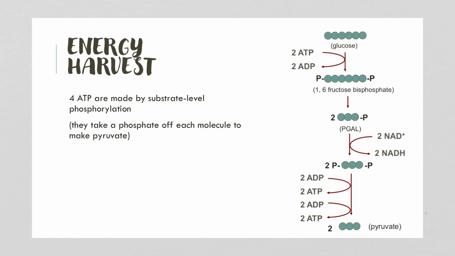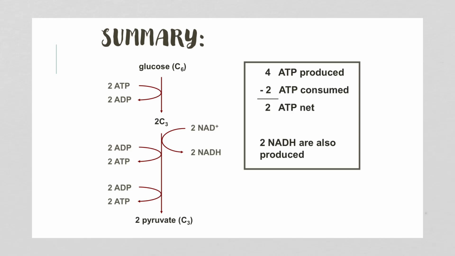The final step is energy harvest. So now that we have these 2 3-carbon molecules, each of them with 2 phosphates, they are going to give their phosphates over to ADP to make ATP. So you end up with 4 ATP made by taking the phosphate off of each molecule to make pyruvate. And that's the end of the stage. So we have investment, some dehydrogenation, and then some energy harvest.